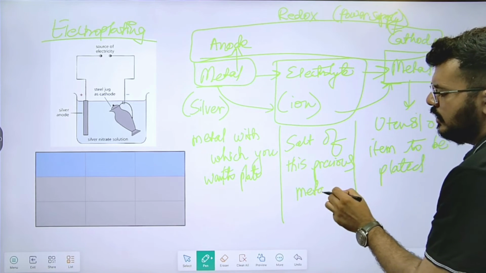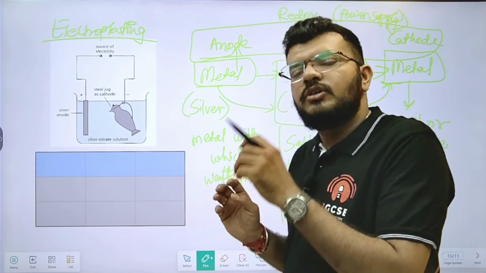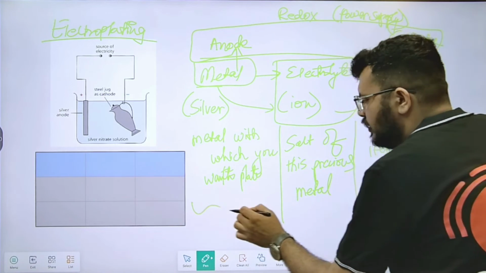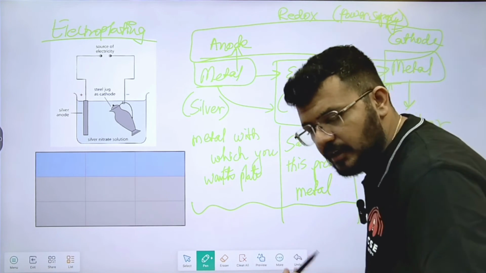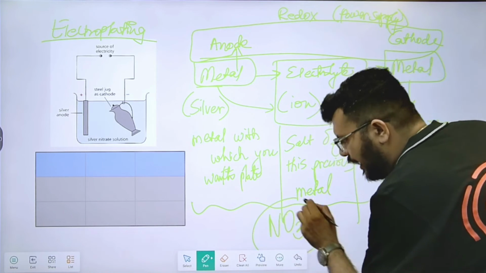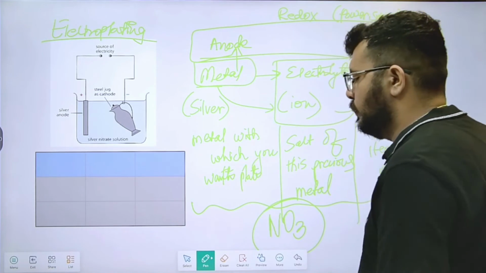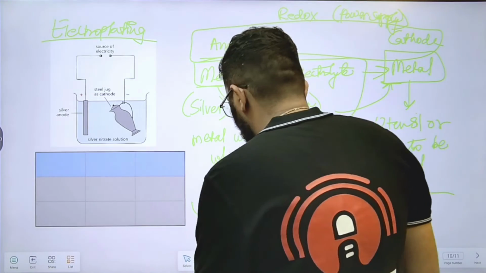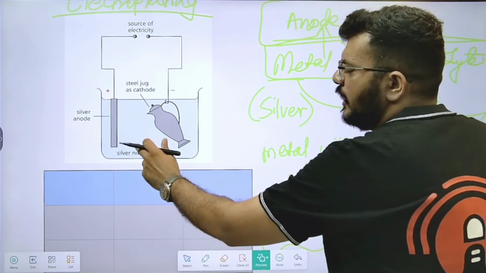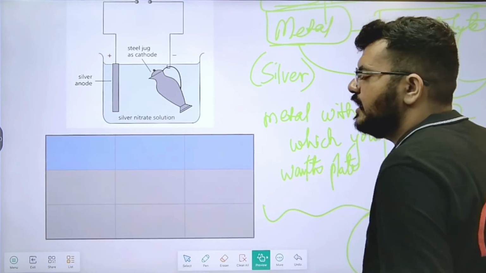metal, right? Now if you have gone through acids, bases and salts, you would know which salt is soluble and which is not. But like me, if you don't always remember everything by heart, if you understand things logically, then just for this instance, remember nitrates are always soluble. Any nitrate is soluble, right? So we have taken, hopefully this is visible, silver nitrate solution, this is the silver anode, and we've taken a steel jug as the cathode.